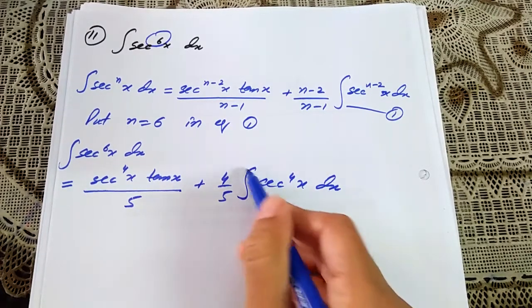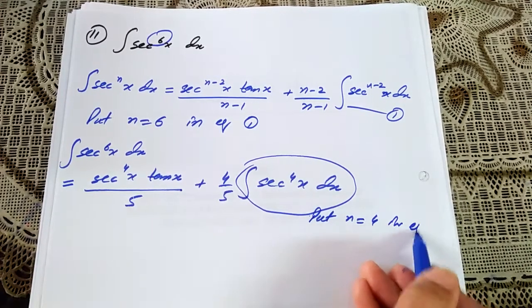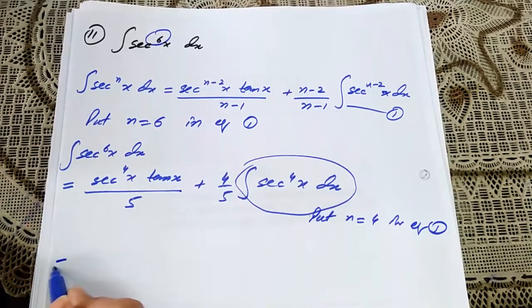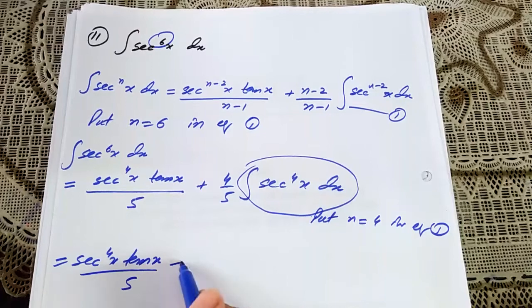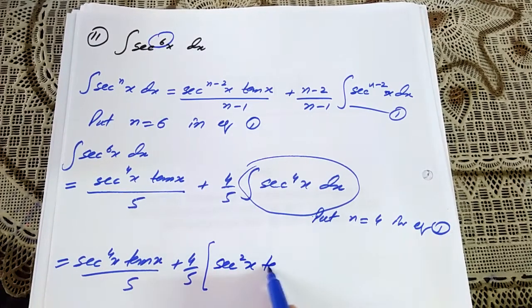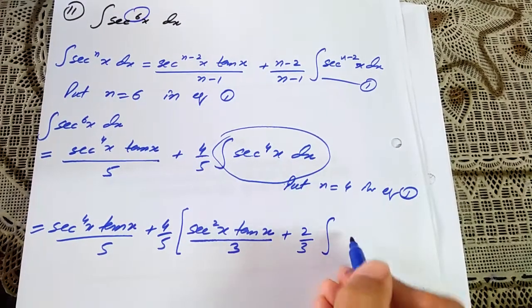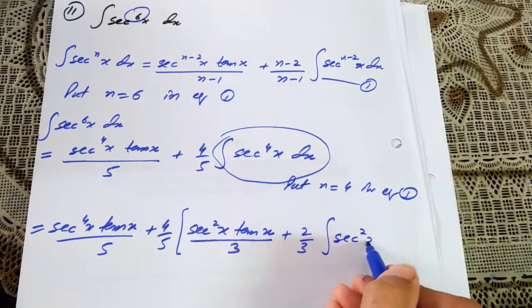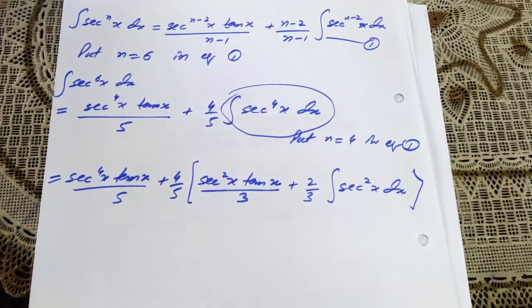Now for solving this one, put again n equals 4 in equation number 1. We will get secant 4 of x tangent of x over 5 plus 4 over 5 main brackets. Now n equals 4 here. We will get secant square of x tangent of x over 3 plus 2 over 3 integral secant square of x dx, and this bracket closes here.